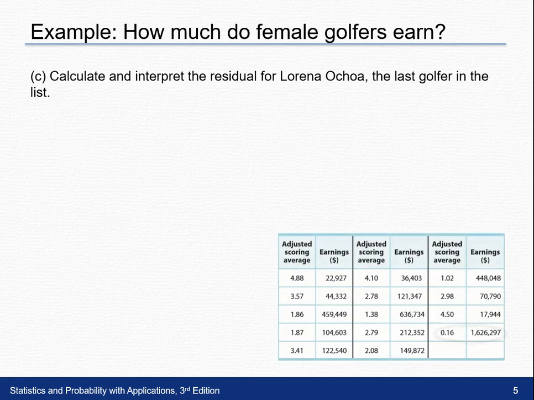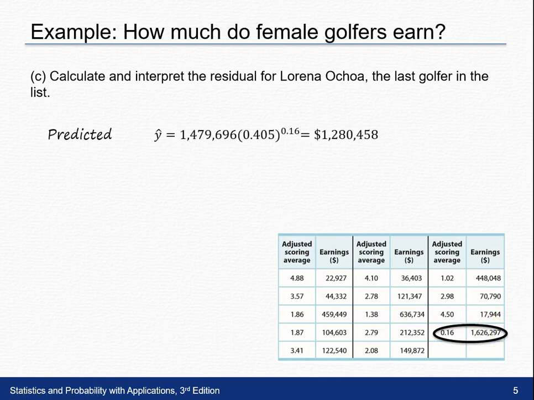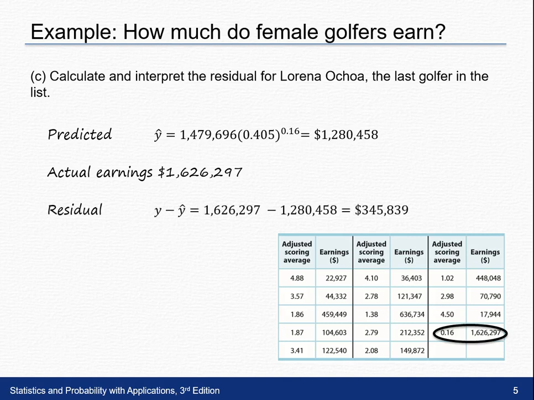So if we look at our list, she's the last golfer right there, her adjusted scoring average, and her earnings over 1 million. So to calculate the residual, we need to know the predicted value from the model. So we're plugging in 0.16 for her adjusted scoring average. Her actual earnings was 1,626, and the residual is actual minus predicted. So when we subtract these two, we get $345,839 as a difference between what she actually earned and what she's predicted to earn.